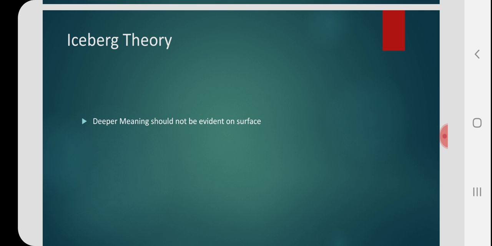But here again he says that if the writer is using this iceberg theory, giving the reader only the surface meaning and hiding the deeper meaning, the writer must know the deeper meaning. If the writer is not aware of the deeper meaning and leaves it unintentionally because he doesn't know it, it is actually the fault of the writer. When the writer knows everything and leaves the meaning for the reader to understand, that is actually the iceberg theory. Everything should not be explained.